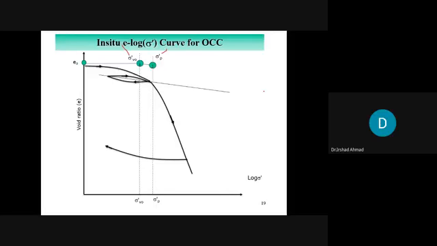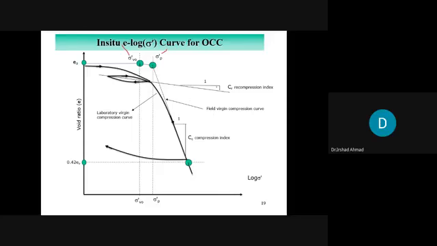Now, the rest of the procedure is exactly the same. You locate point 0.42 e naught, draw a horizontal line where it intersects the straight line. You call this point 3. Now you join 2 with 3. So you have carried out the needed correction, right? So here you go. This is the field virgin compression line, Cc, the same as a normally consolidated clay.